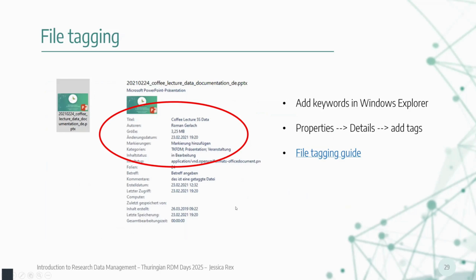Now, another way of giving your files more context or more metadata is file tagging, especially if you work with Windows. So in Windows Explorer, you can add keywords to your files. If you look at this example right now, this is a presentation for a coffee lecture. And if you go to your Windows Explorer, click on the file, on properties, details, and add tags, you can add all kinds of different tags that you want for your specific file.